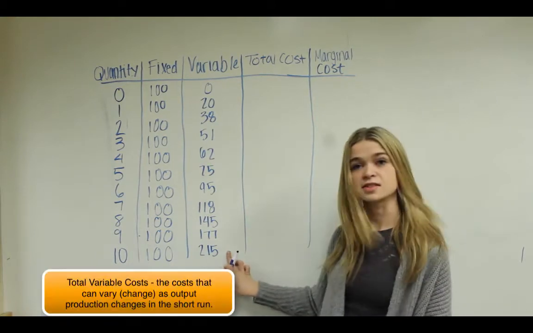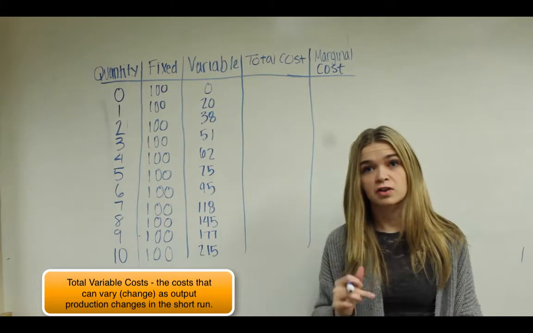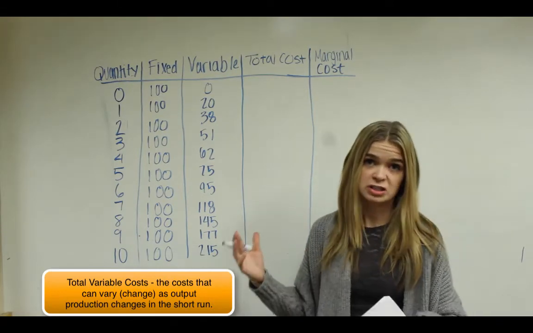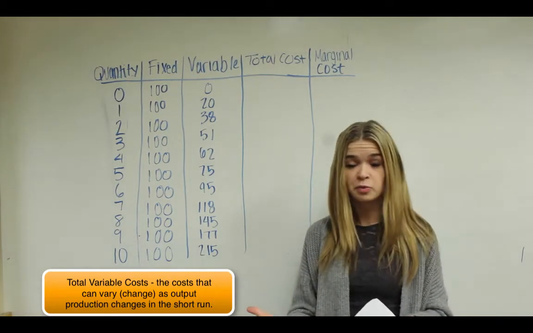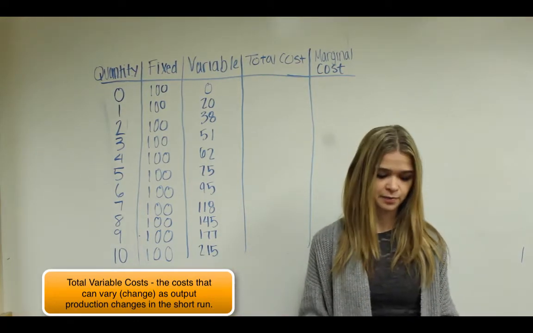Variable cost is easiest to think about as labor. So how much are we paying per worker? That's a variable cost because it changes depending on how many units of output we're making, because it changes depending on how many laborers we have to have.